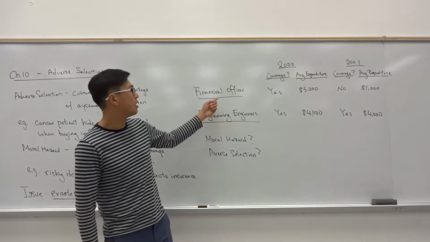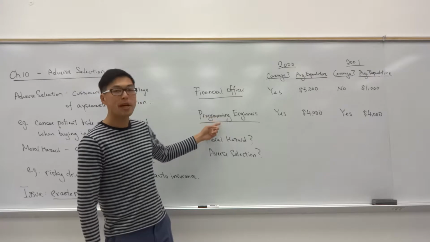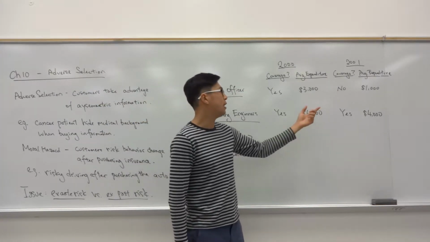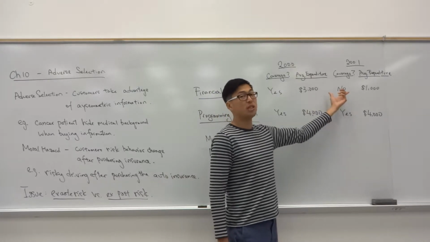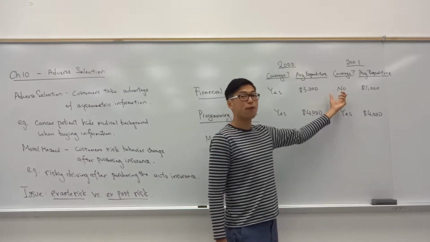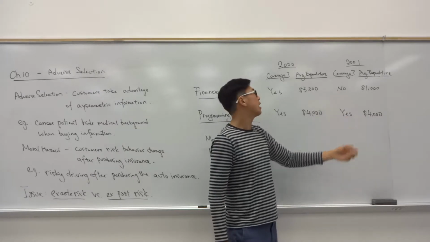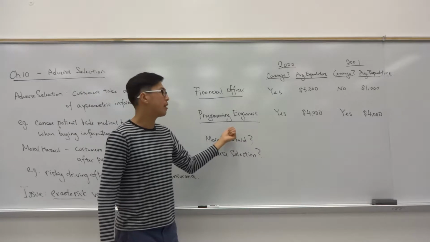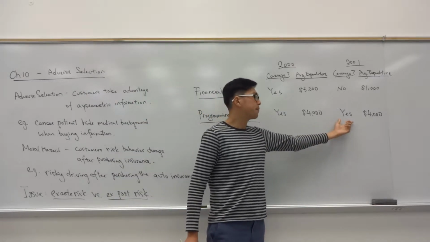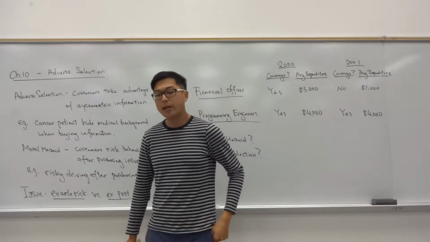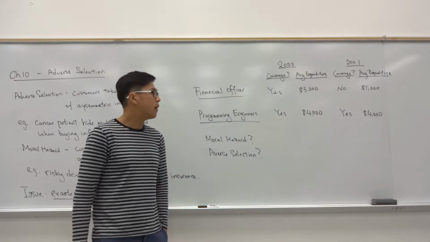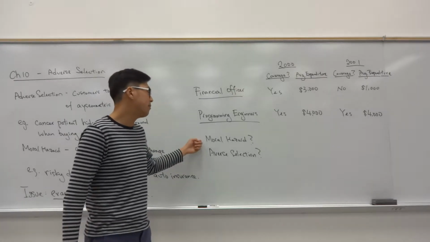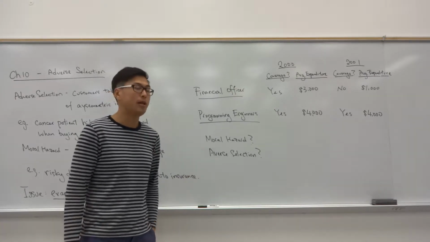So we see the two groups behave differently. The financial officers basically say, you know what, it's not going to be worth my money to pay that $4,000, so I'm going to quit. And the programming engineers actually stayed. By looking at this table, how are we going to tell whether the moral hazard problem or the adverse selection problem is engaged?